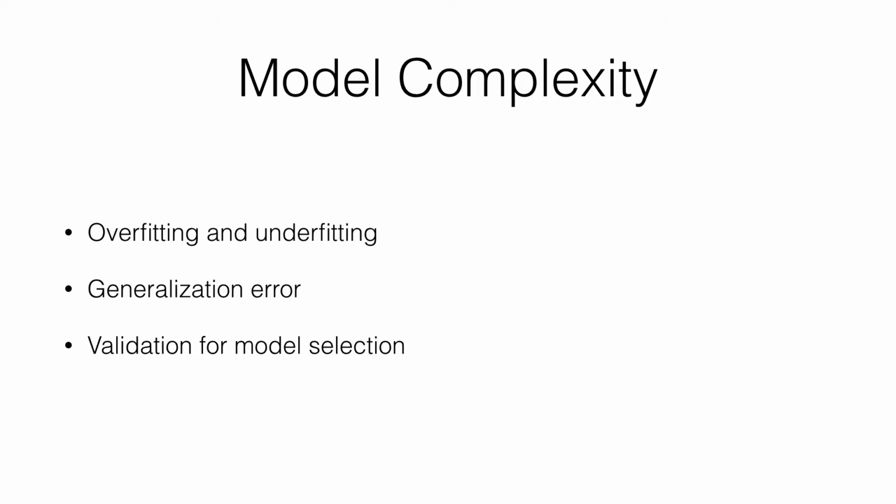Even though the hypothesis space H is really big and contains really complex models, you can still probably have some settings that make the learning algorithm prefer lower complexity models. So then the question is, how complex do we want these models to be? And in order to understand that, we're going to have to think about ideas like overfitting and underfitting. We're going to have to think about generalization error, and we're going to have to think about validation as a procedure for model selection.